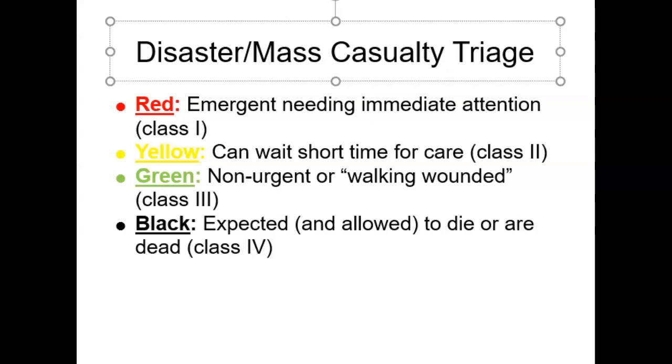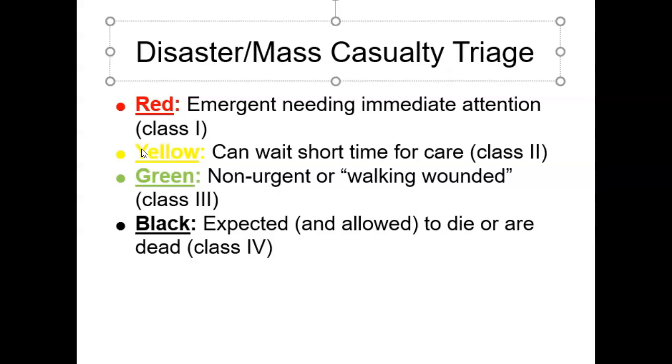That prioritization changes when we have disasters or mass casualty situations. And this is actually a topic noted in the NCLEX test plan that may be tested over. So you want to be familiar with mass casualty triage. When we're talking about mass casualty, what we're saying is the number of injured or the number of casualties greatly exceeds the resources available to treat or take care of these patients.